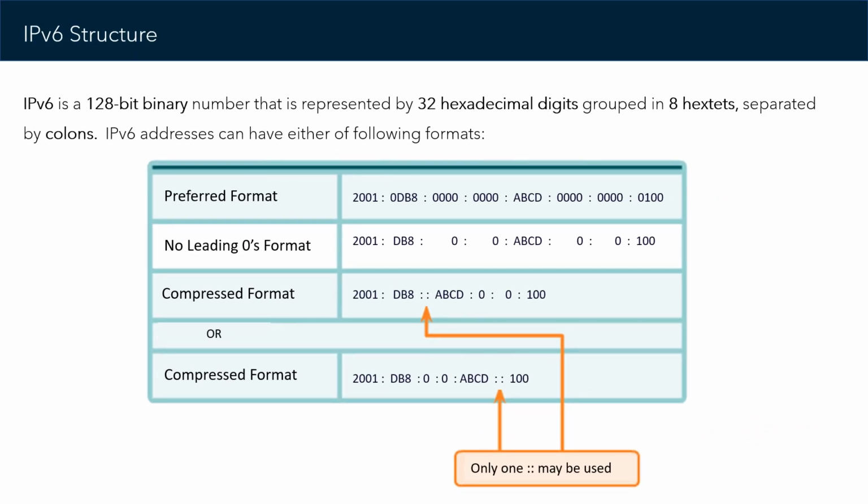IPv6 is a 128-bit binary number that is represented by 32 hexadecimal digits grouped in 8 groups separated by colons. IPv6 addresses can have either of the following formats: preferred format, no leading zeros format, and compressed format. Preferred format is when you write down all 32 hexadecimal digits. No leading zeros format is when you eliminate the zeros at the most significant part of the number in each hexadecimal group. Compressed format is when you replace contiguous hexadecimal groups with a value of 0 with a double colon. Double colon cannot be repeated more than once.